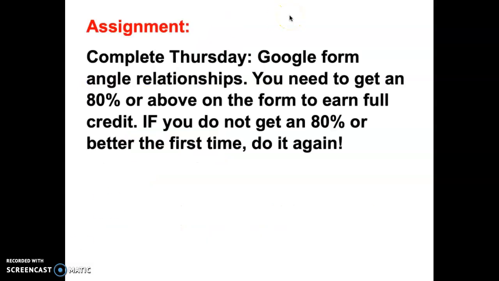So your assignment for today is you need to complete the Thursday Google Form Angle Relationships. It is posted on the classwork section of Google Classroom under the Week 3 header. You need to get an 80% or above on the form to earn full credit. So if you complete the Google form and you do not get an 80% or better on your first try, you want to submit it again. Redo the assignment and submit it again. You need to get 80% or better in order to get full credit on the assignment.